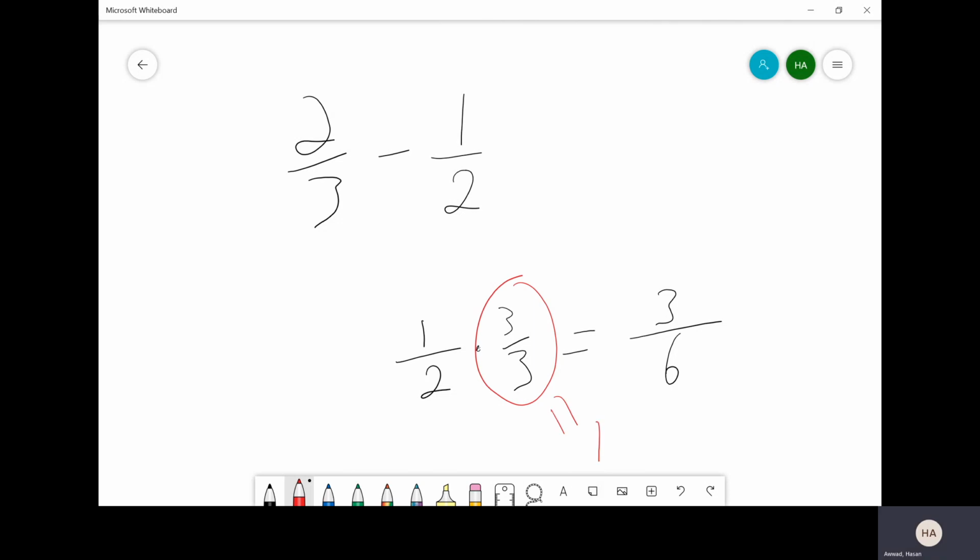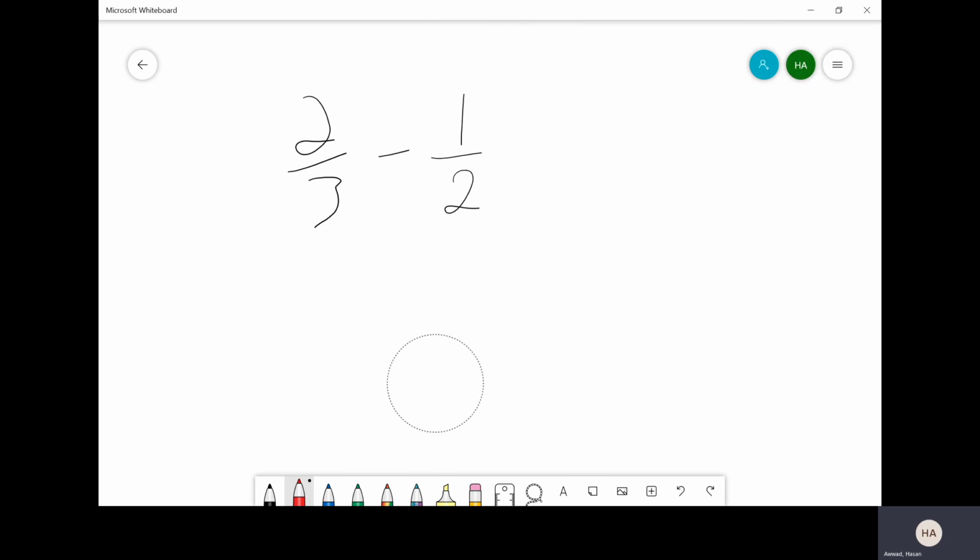3 over 3 is just 1. We're just cleverly doing it so that we change the appearance of the fraction without changing the value. And remember, whenever we multiply any number by 1, we don't change the value, right? Any number multiplied by 1 just gives you that number back. Okay. So with that being said, let's go ahead and find common denominators for this problem here.